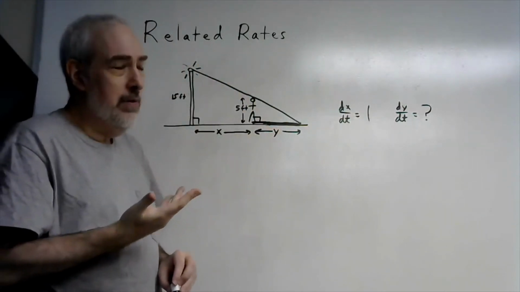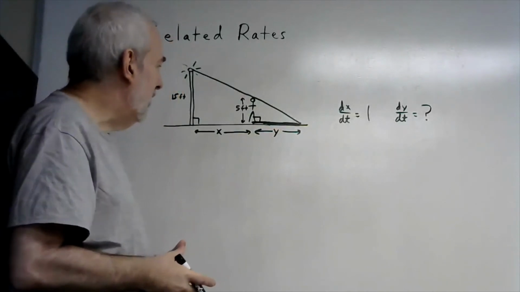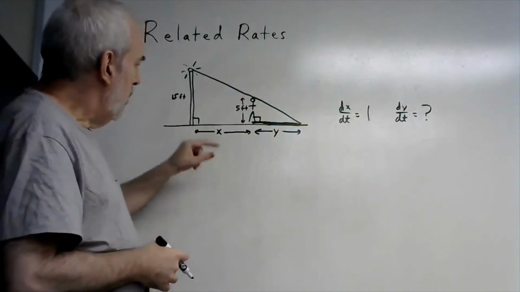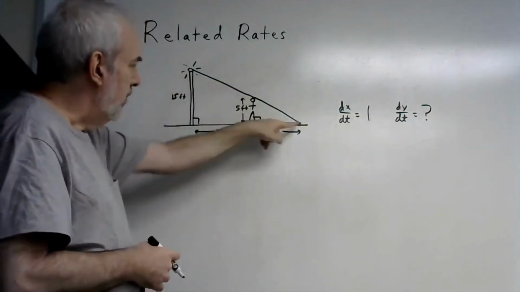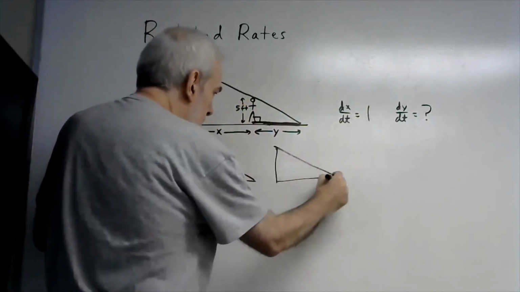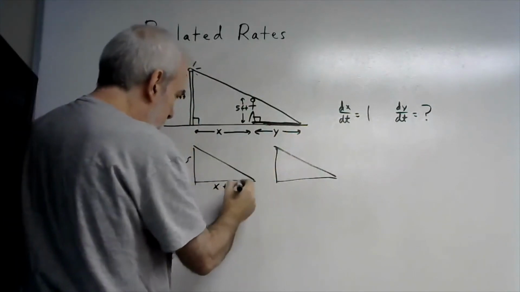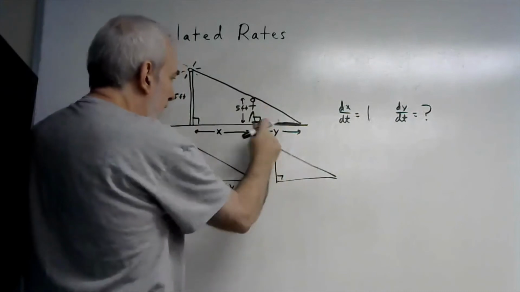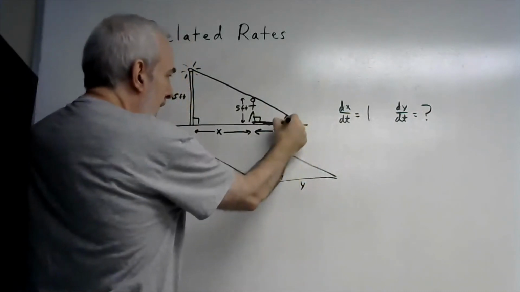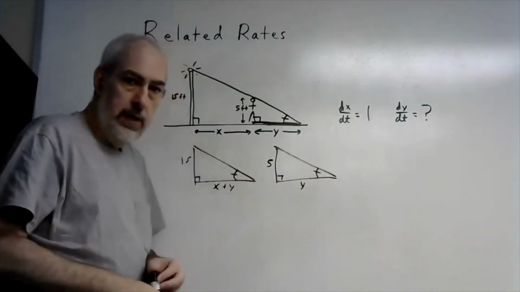Plural of hypotenuse, I don't know what that is. Okay, anyway. But we have two different triangles. Let me draw them. The big triangle is 15, and the length is x plus y. The other triangle is 5, and this length is y. And this angle is the same for both of those triangles.